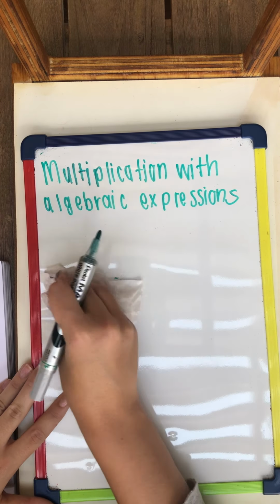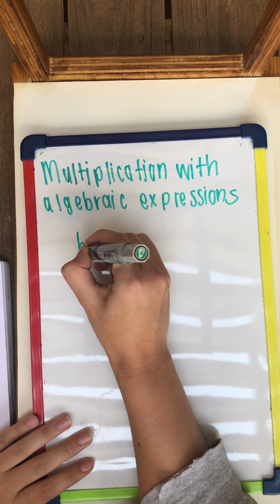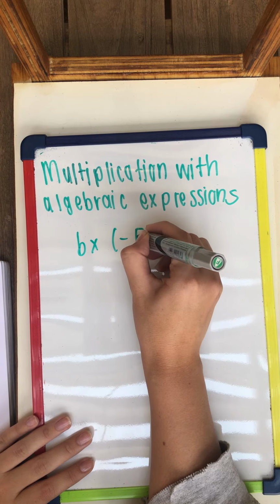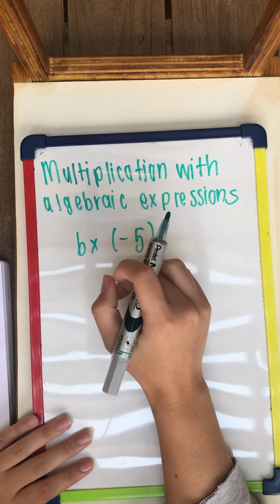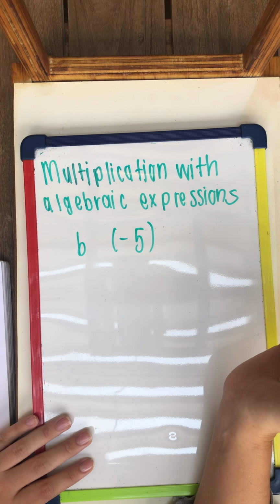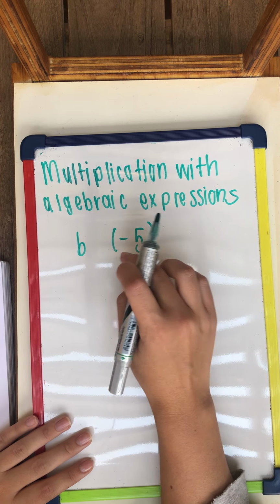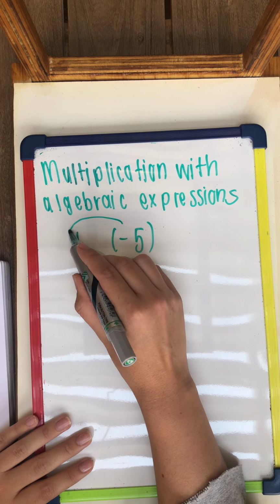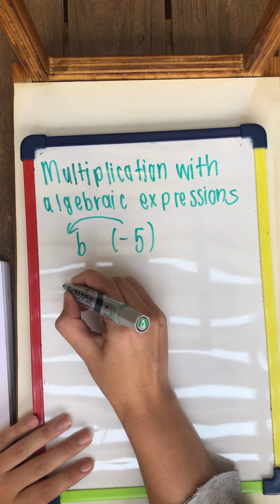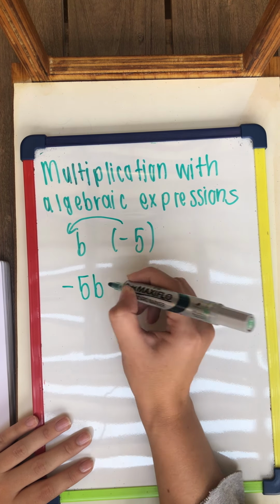Let's look at b times negative 5, okay? First thing I do is I take away my multiplication because I don't want multiplication anymore. So I'm left with b negative 5. But I have to write the number before my variable. So I've got negative 5b.